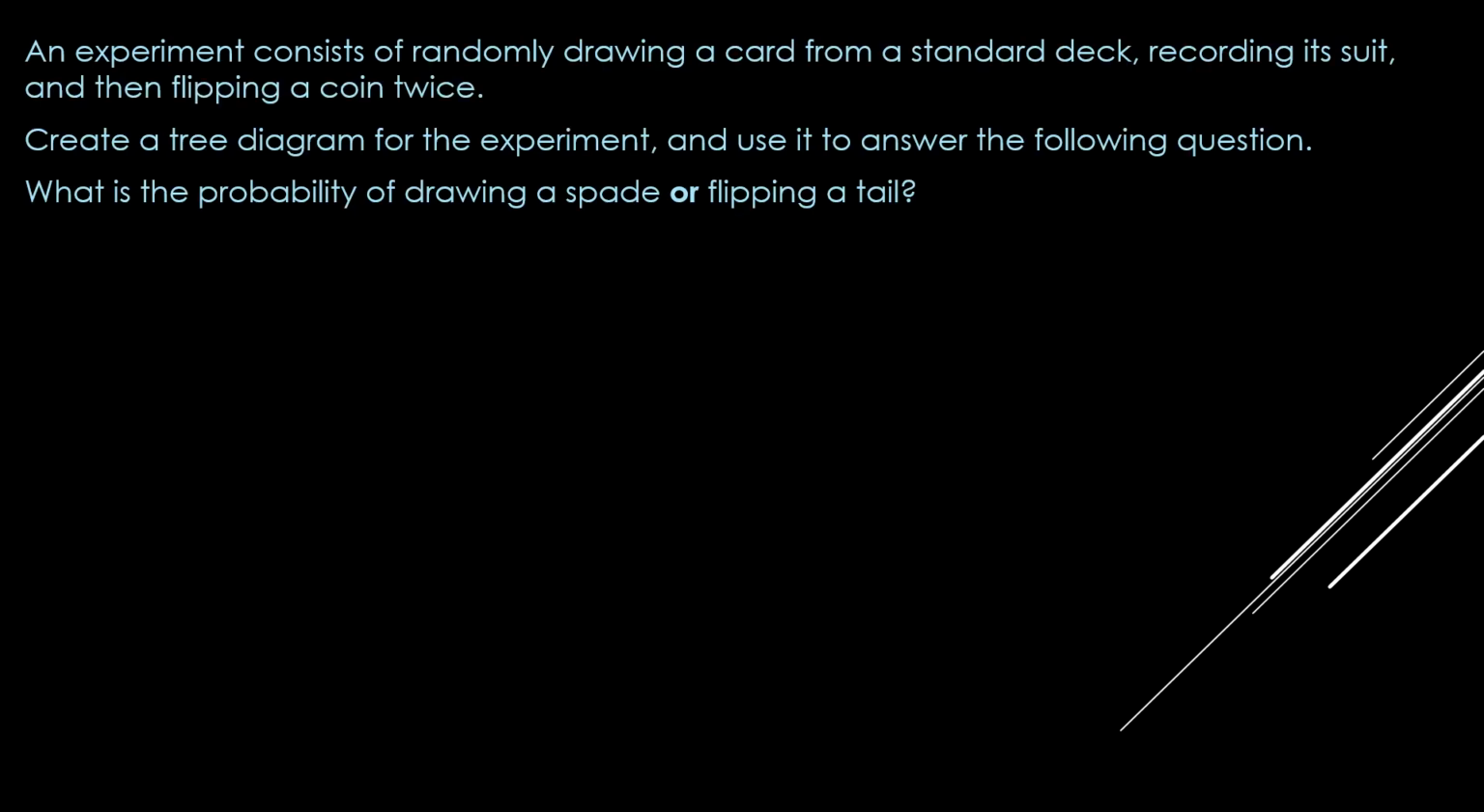An experiment consists of randomly drawing a card from a standard deck, recording its suit, and then flipping a coin twice. Create a tree diagram for the experiment. Use it to answer the following question. What is the probability of drawing a spade or flipping a tail?